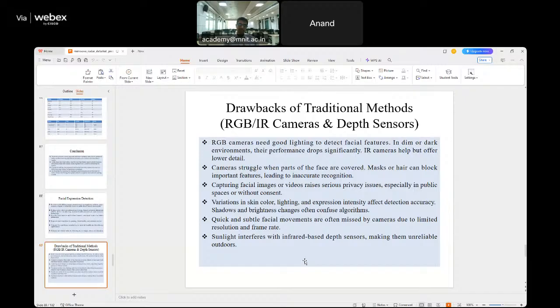Capturing facial images or videos raises privacy issues, especially in public spaces or without consent. Variations in skin color, lighting, and expression intensity affect detection accuracy. Shadows and brightness changes often confuse algorithms. Quick and subtle facial movements are missed by cameras due to limited resolution and frame rate. In that case, again, mmWave radar provides a good way. Sunlight interferes with infrared-based depth sensors, making them unreliable outdoors.